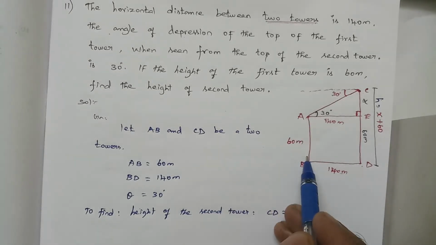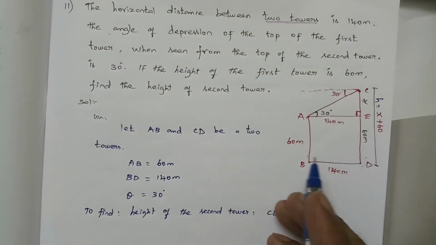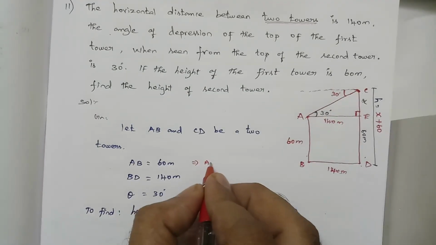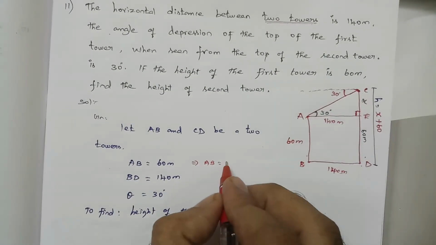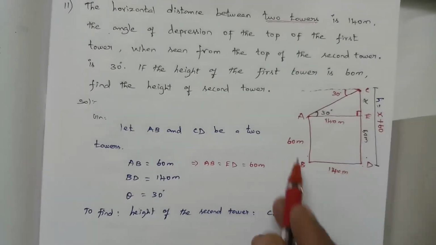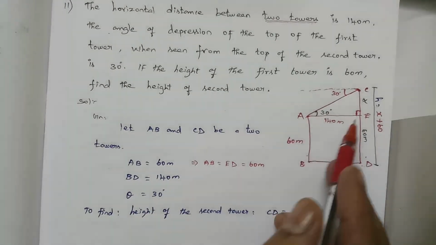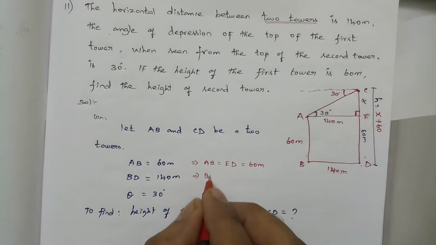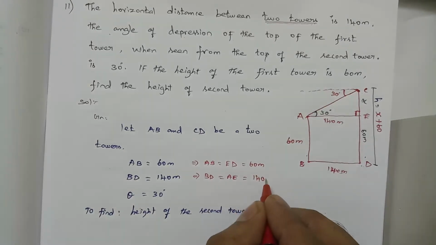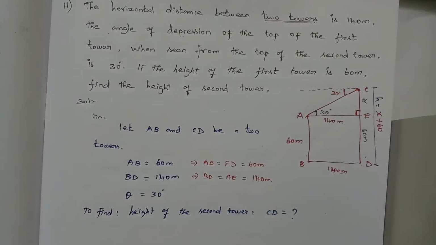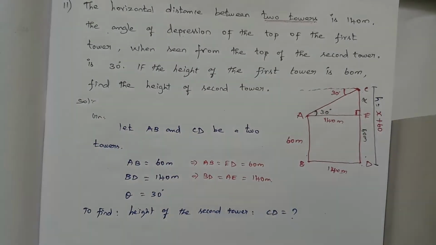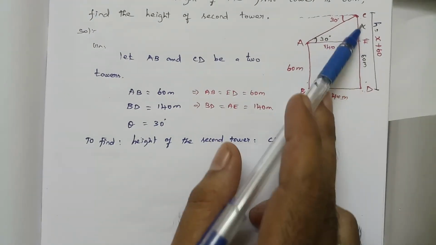If AB is equal to 60 meter, then ED is also 60 meter. AB is equal to ED is equal to 60 meter. And one more thing we have: BD is equal to AE is equal to 140 meter. And one more thing I'm assuming: let x be the height of CE.